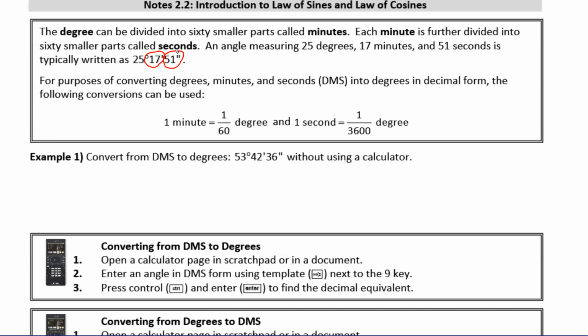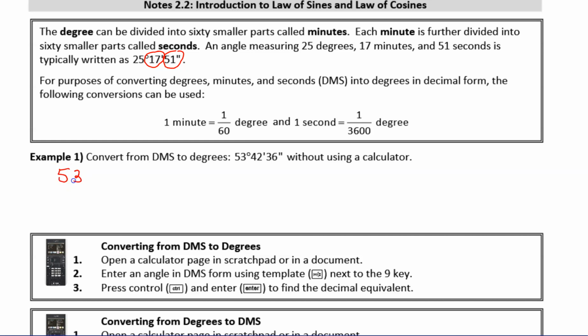All right, for the purposes of converting degrees, minutes, and seconds into decimal form, the following conversions can be used. 1 minute is 1/60th of a degree, and 1 second is 1/3600th of a degree. If I want to calculate the decimal version of 53 degrees, 42 minutes, 36 seconds without using a calculator, I'm going to think of this in parts.